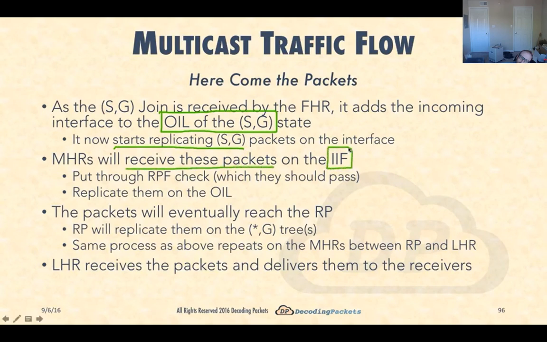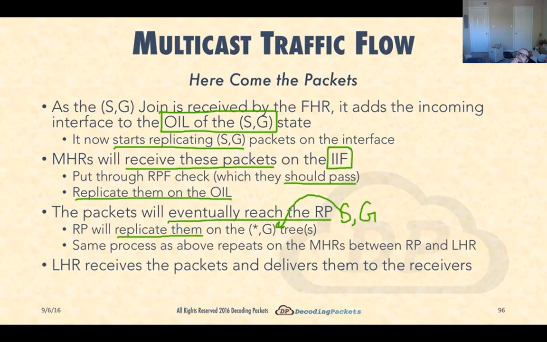They should be receiving on their IIF if the tree was built correctly. They also put it through the RPF check, and if the tree was correct, the packets should pass the RPF check. And then MHRs can further replicate them down the OIL. So receive on the IIF, replicate down the OIL, as we learned, so the packets eventually, hop by hop, go through all the MHRs that have those states, and they will eventually reach the RB. Now the RB realizes that it built that S-multi tree, so if it's in order, these packets are going to arrive on this S-multi tree. And the RB built that S-multi tree for a specific reason. It built it because it has a star multi state. So now the RB can replicate those packets to the S-multi on the star multi tree.